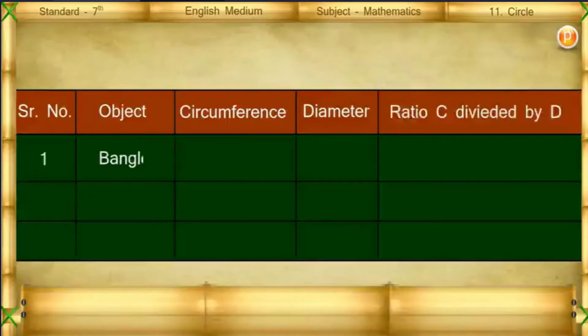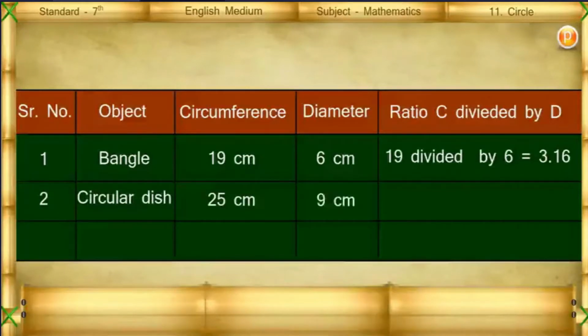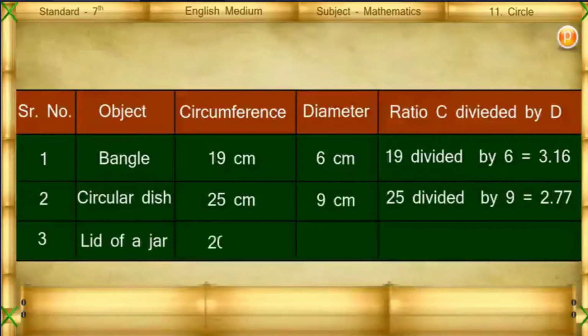First, bangle, 19 cm, 6 cm, 19 divided by 6 is equal to 3.16. 2. Circular dish, 25 cm, 9 cm, 20 divided by 9 is equal to 2.77. 3. Lid of a jar, 20 cm, 6 cm, 20 divided by 6 is equal to 3.33.